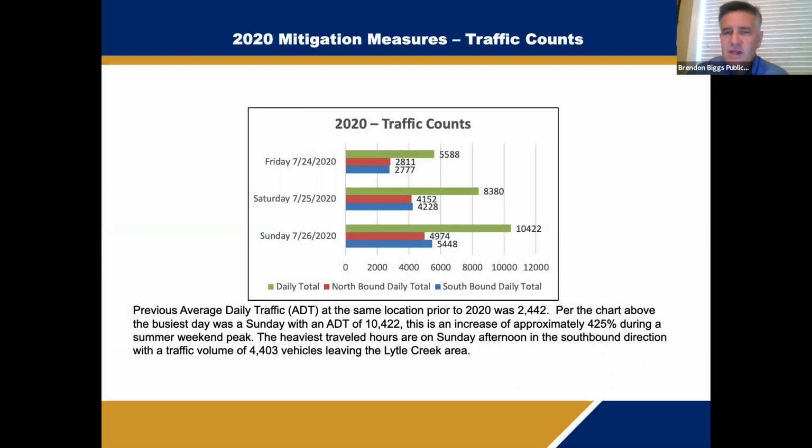We were taking traffic counts last year. Prior to 2020, the average daily traffic, which is during the week, was 2,400. That's a typical week. I didn't have any for the weekend, but you can see that during a peak time during July, towards the end of July, we're getting a lot of visitors. We were seeing up to 10,000 cars per day on the 26th of July of last year, which is a huge increase over what you'd see during a typical work week. And then the heaviest is on Sunday. Next slide.